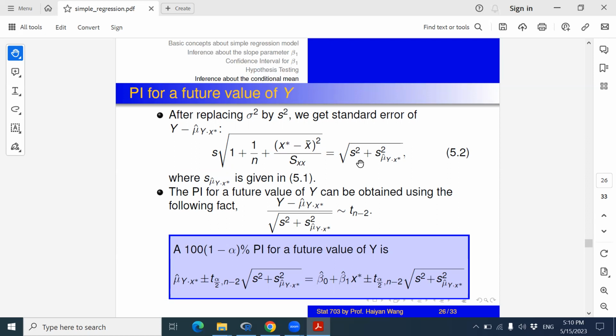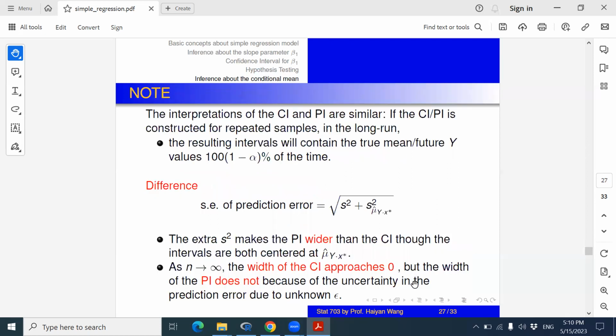Okay. On the other hand, in the estimation part, we do not have that s squared, the first term, and this second term will converge to 0. So for the estimation, when we look at the confidence interval, it'll get narrower and narrower as the sample size increases. But for the prediction, we always have a term there.